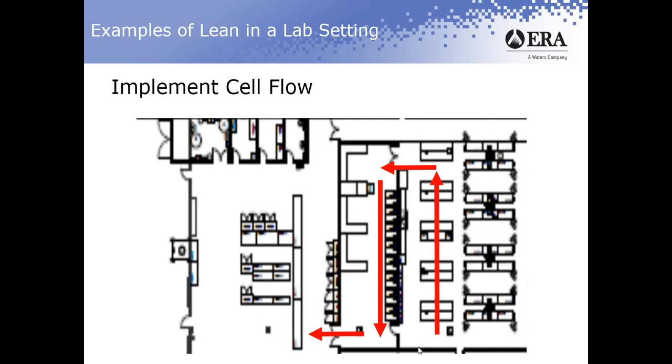Fourth S is standardize. All right? And so you're going to standardize your 5S process. You're going to standardize it by having audits. You're going to standardize it by having everybody doing it the same way. You're going to standardize it by making sure that there are activities, there are actions that your teams are going to do.